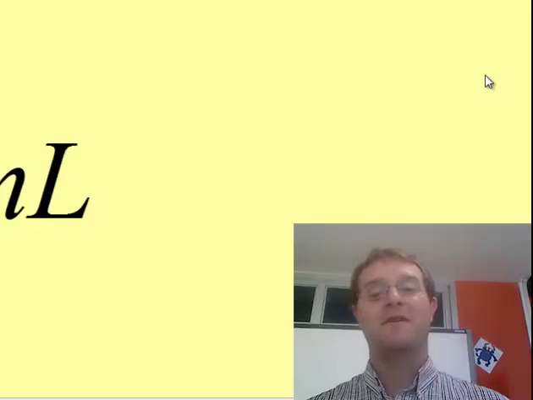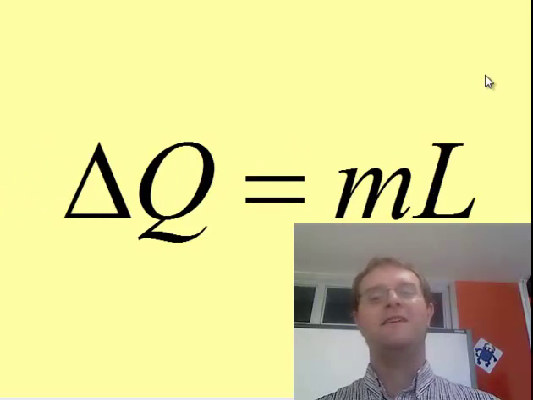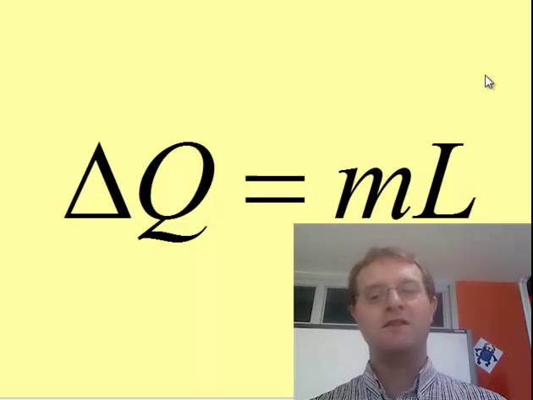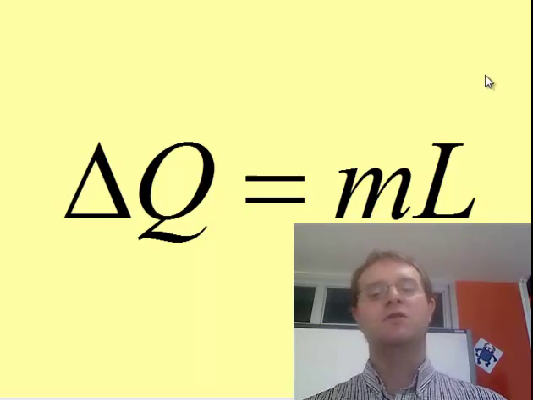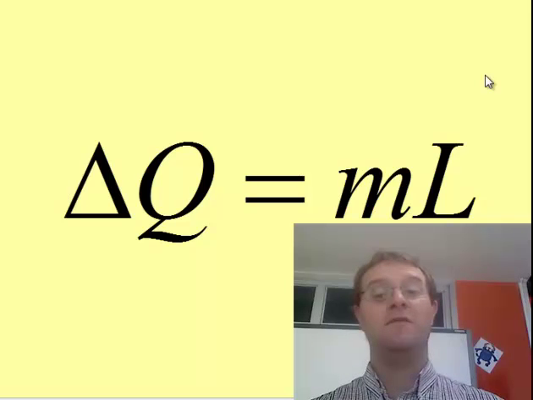So, final recap. The formula you're going to find in the IB textbook indicates the amount of energy required to convert a certain mass of substance from one state to another.